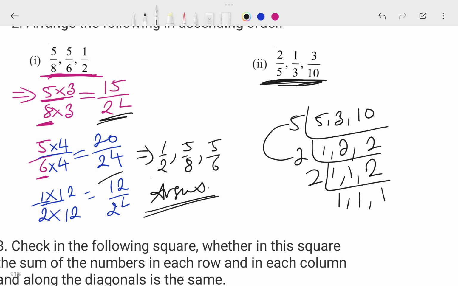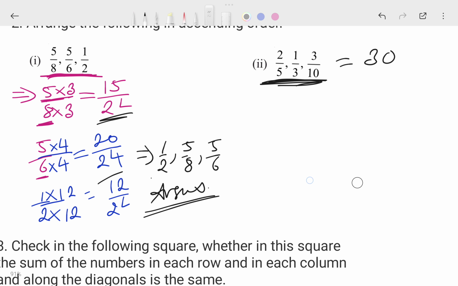5 3s are 15. 15 2s are 30. So here we get the LCM as 30. What is the LCM? This LCM is 30. So now what we have to do, we will write here 2 by 5.